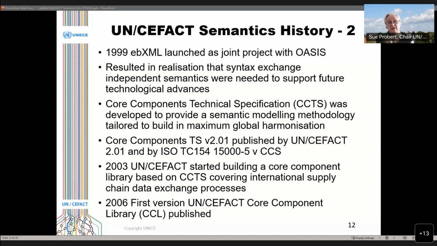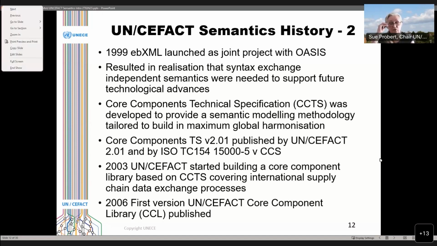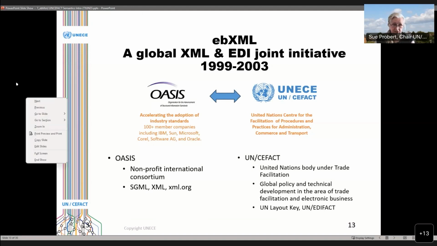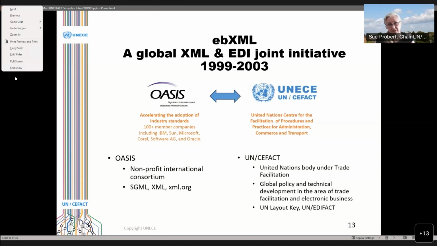But since the publication, UN/CEFACT has implemented the core component methodology, and I will be showing you more about what we have actually achieved with that as we move forward. So thank you. Next slide, please. So this was the joint initiative between OASIS and UNECE, and indeed the ebMOU came as a result of this particular initiative as well. Thank you. Next slide, please.